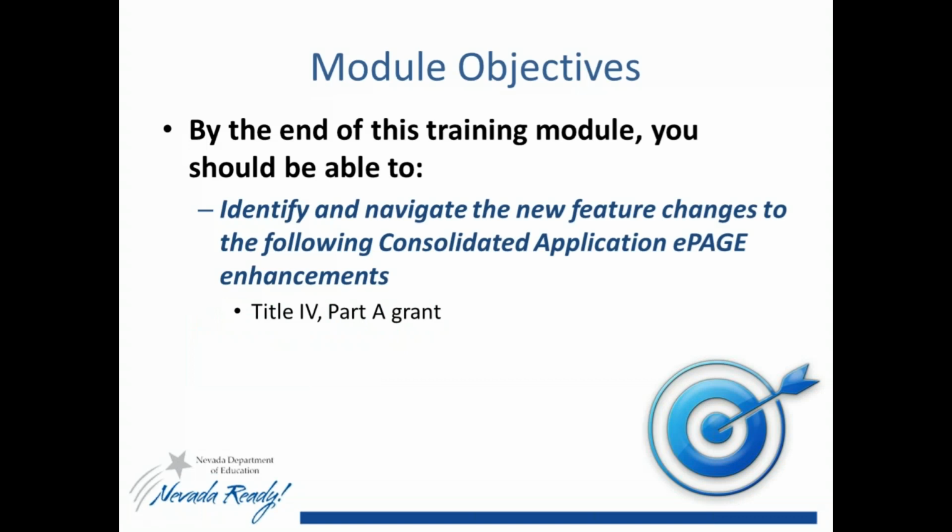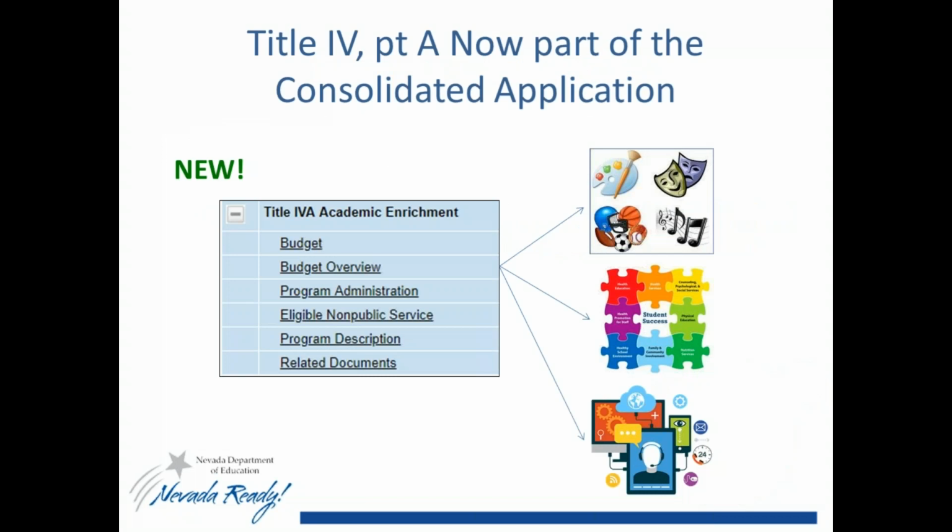By the end of this training section, you should be able to identify and navigate the new feature changes to the following Title I Part A ePAGE sections. We're basically going to go over the new Title IV Part A grant. This module will follow a general format. First, we'll summarize the system interface changes for each of the enhancements listed, and then we'll pull up the ePAGE testing environment to show you what the new pages look like. So let's go ahead and get started.